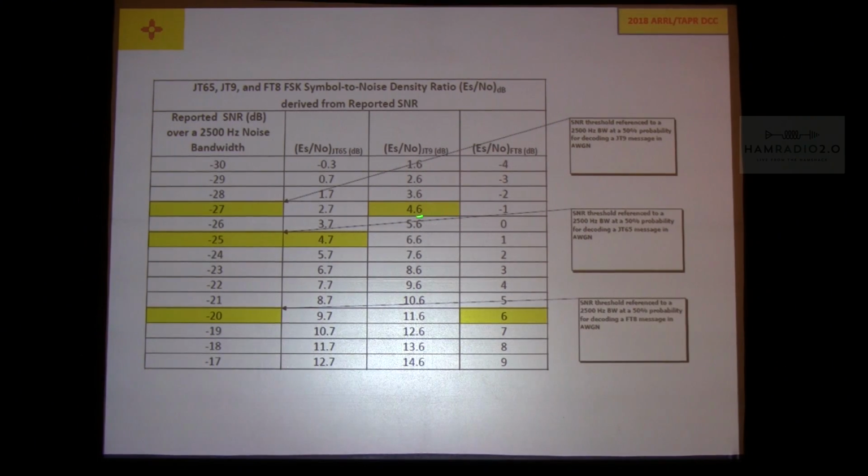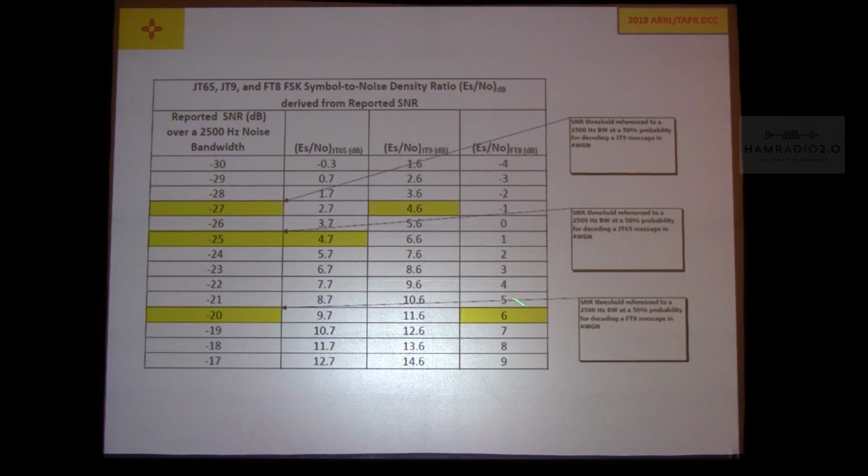Look at the symbol-to-noise density ratio. It's actually 4.6 dB. In the case of JT65, that was JT9. In the case of JT65, it's really 4.7 dB. And in our most popular FT8 modulated waveform, which has a threshold typically advertised as being minus 20, its symbol-to-noise density power ratio is 6 dB above the noise.